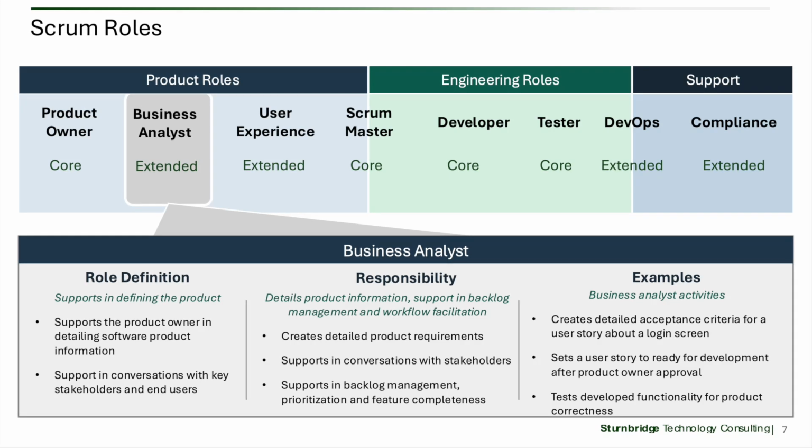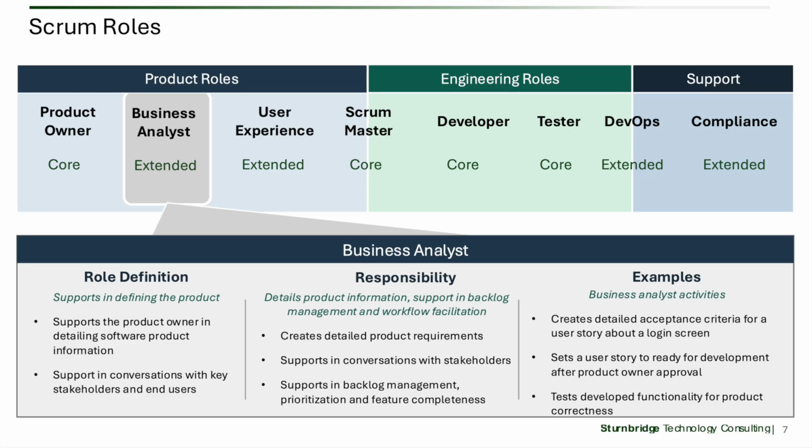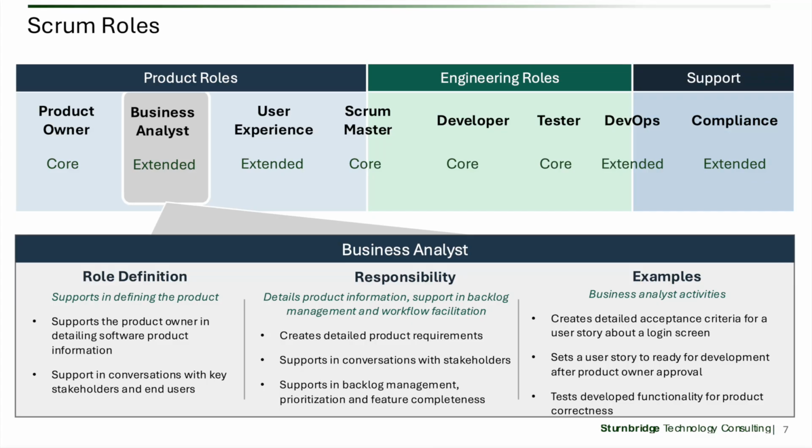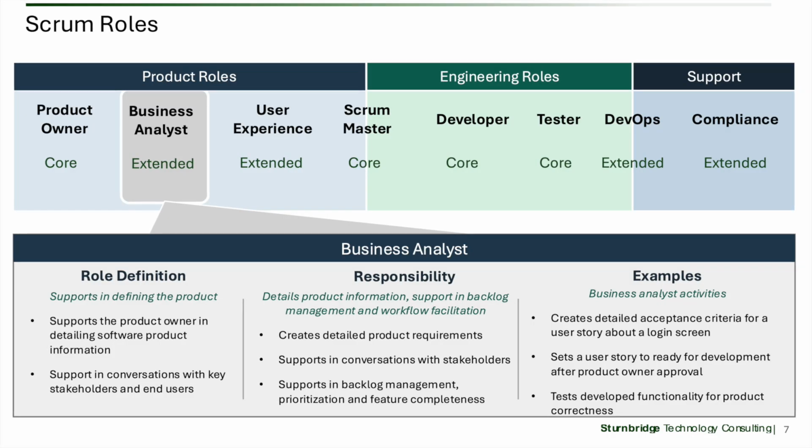For example, if a team is building a login feature, the business analyst may help define the detailed requirements, document the expected user flow, clarify edge cases, and shape the acceptance criteria. That work reduces confusion for the team and improves the quality of sprint planning. It also helps ensure the backlog item is mature enough to be developed without excessive rework.